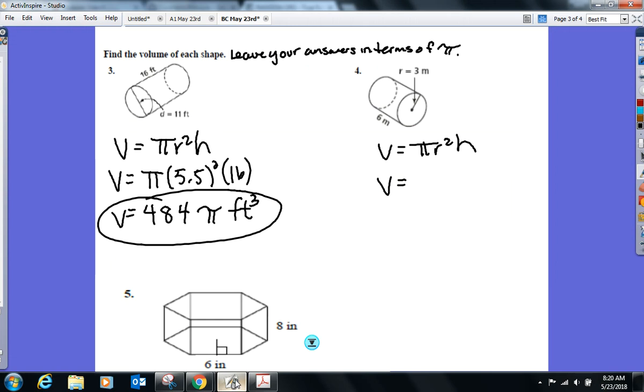27. How about the pi radius here? Squared height. And how about the total volume in terms of pi? Okay.